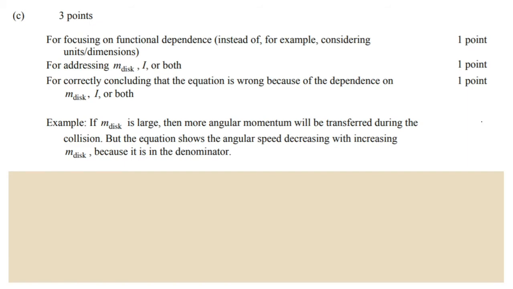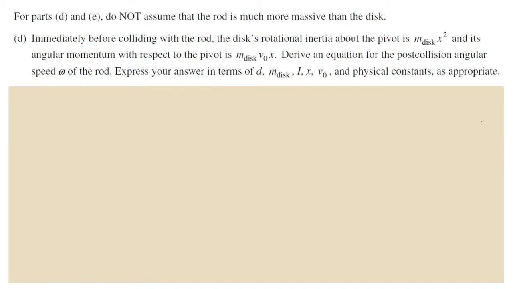All right, moving on to part D here. Part D says for parts D and E, do not assume the rod is much more massive than the disk. Immediately before colliding with the rod, the disk's rotational inertia about the pivot is m disk x squared, and its angular momentum with respect to the pivot point is m disk v naught x. Derive an equation for the post-collision angular speed omega of the rod. And it says here, express your answers in terms of d, m disk, I, x, v naught, and physical constants as appropriate.